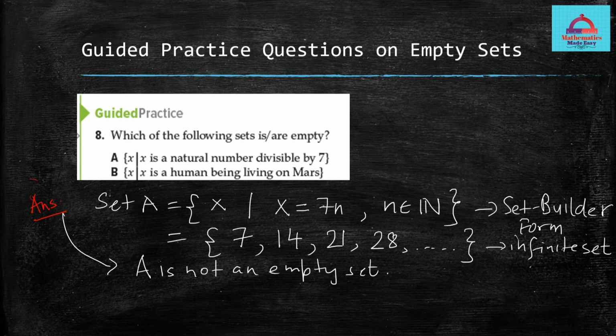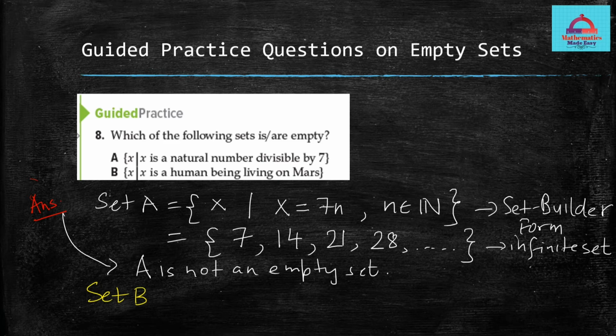Okay, let's come to the B part now. I'm going to use a different color, maybe yellow. For set B, how is it defined? It is the set of all x such that x is a human being who lives on Mars. Now, we all know about Mars. Mars is a planet where life is not possible. It's a red planet. Is there any chance of a human being living on Mars?